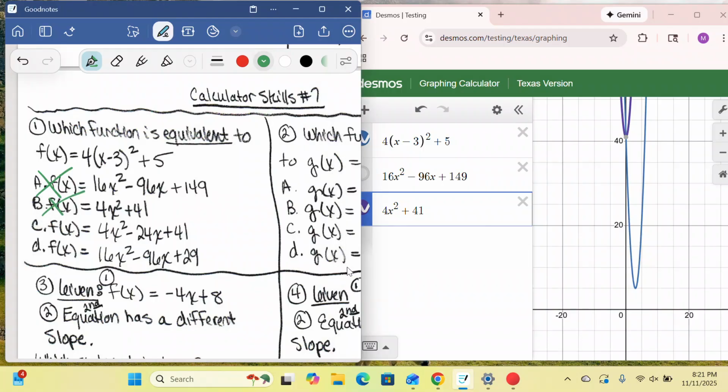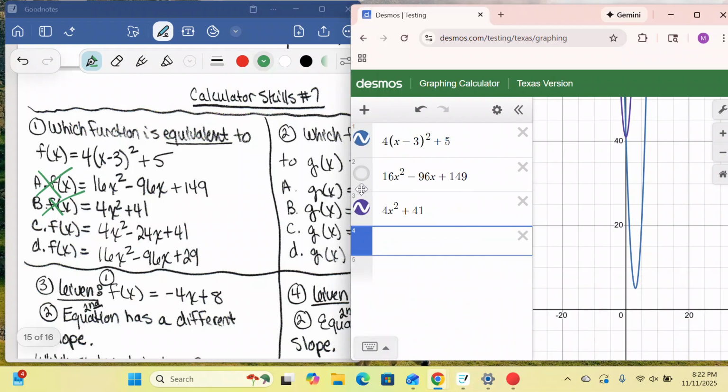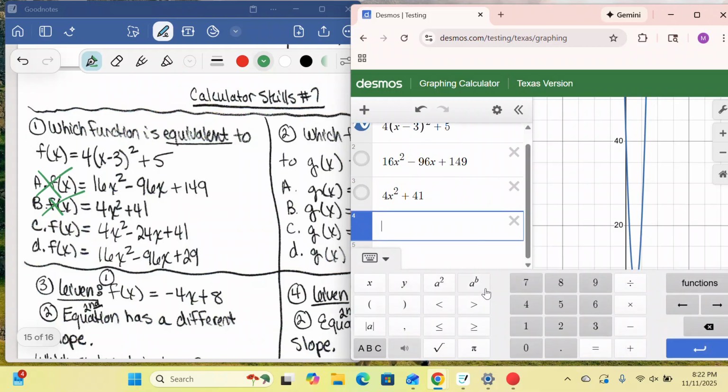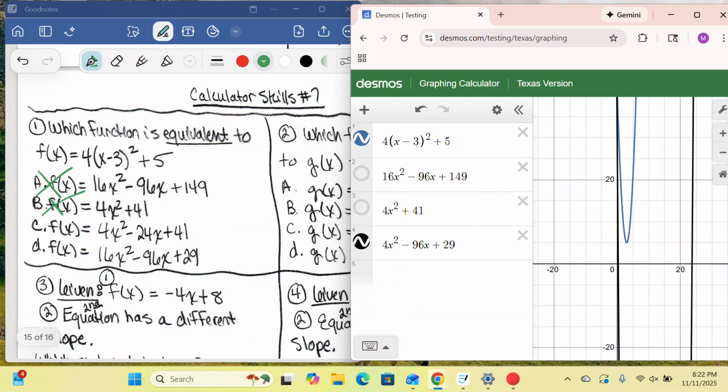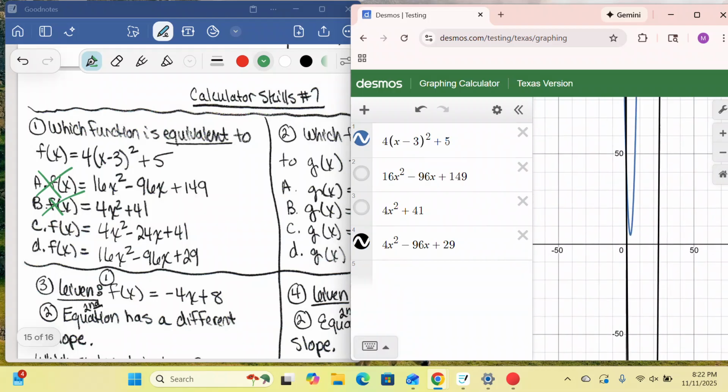Then I'm going to go to C, and I'm going to put in my next one. I'm going to take this out of the way and put in 4x squared minus 96x positive 29. And then I look at the graph. Nope, not even close. My U shape is way off. So this one is the wrong answer. And I put in my last one.